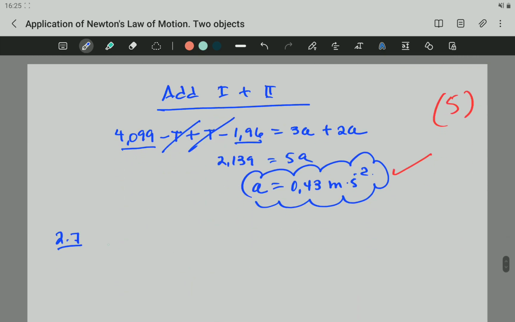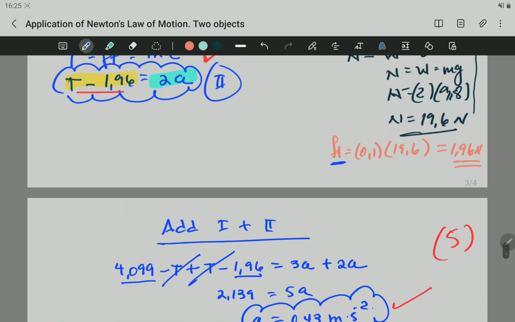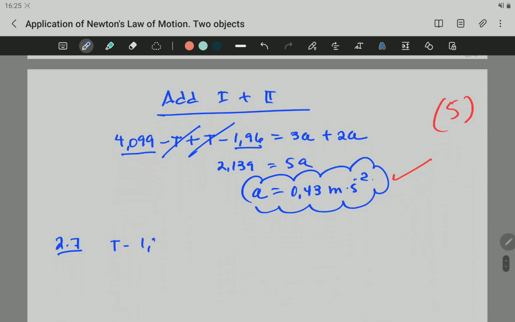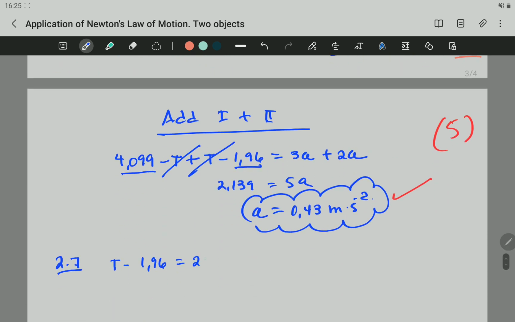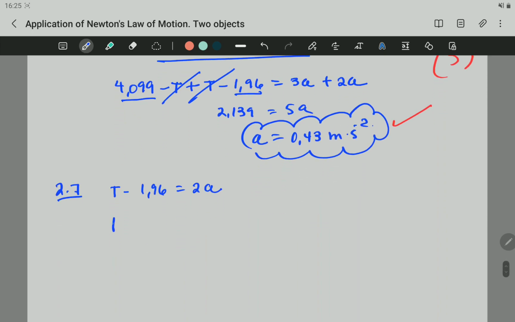We have T minus 1.96 is equal to 2A. And we are going to substitute the acceleration. We have T minus 1.96 is equal to 2, and you are going to substitute A there, which is 0.43, and then the answer for tension, when you do the calculation, very simple calculations here, you will get 2.82.